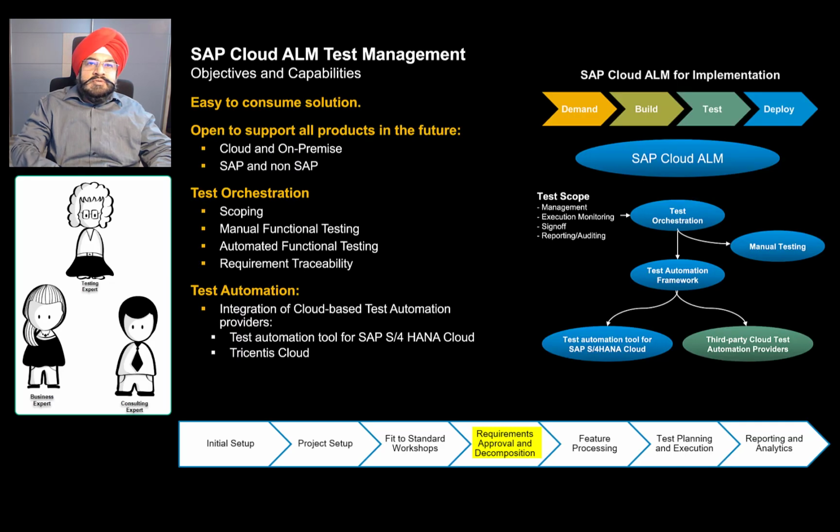What you also need to know is SAP Cloud ALM supports not just manual test cases but also automated test cases. Especially for SAP S/4HANA Cloud, the test automation tool for SAP S/4HANA Cloud is connected to SAP Cloud ALM easily, and then you have a harmonious look and feel of not just your manual test cases and your automated test cases, and you can see them together in the traceability reports.